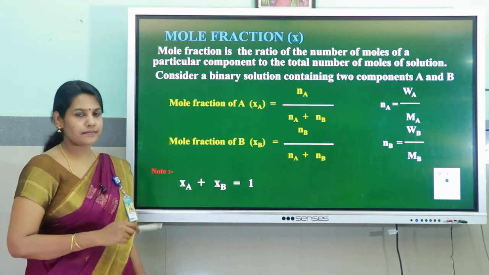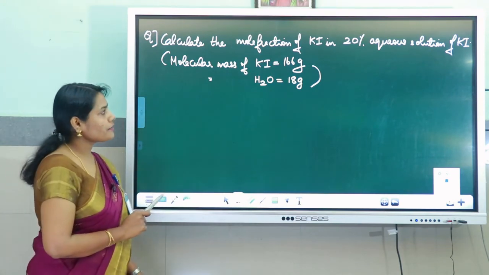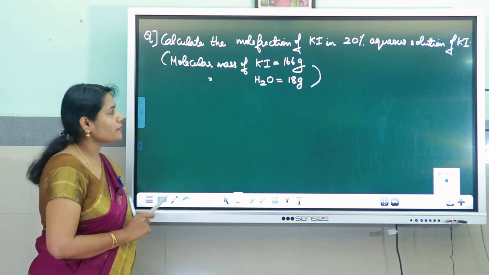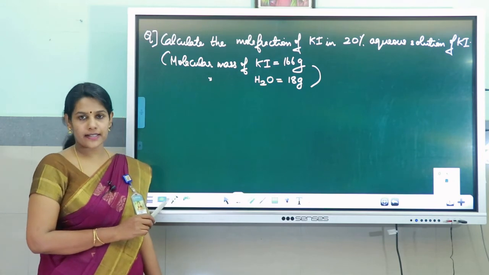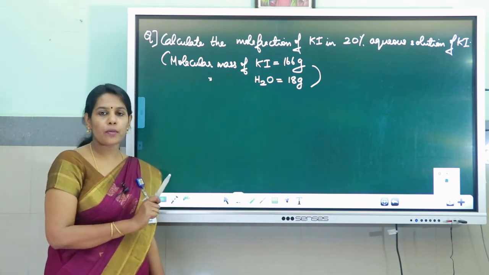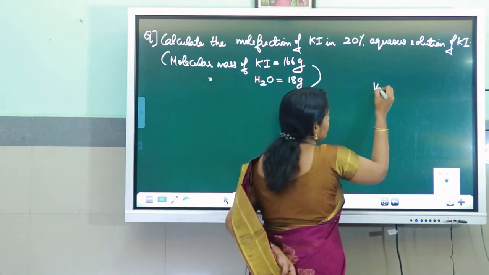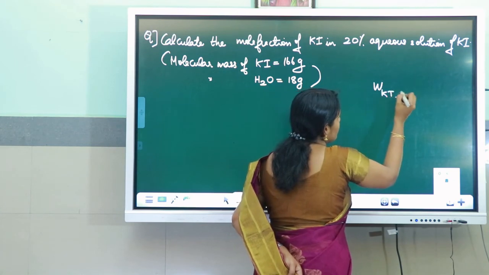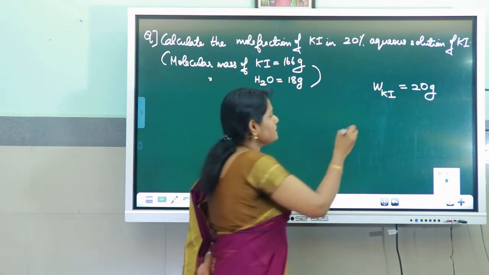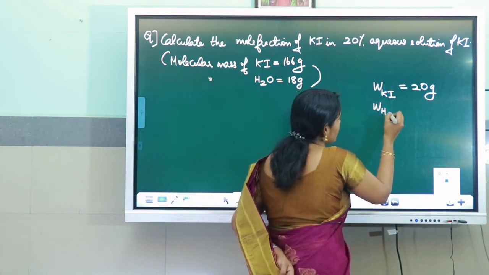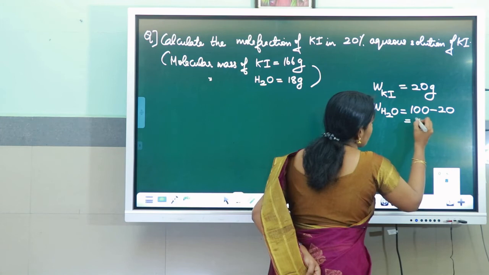Now let us do one question. The question is, calculate the mole fraction of KI in 20% aqueous solution of KI. Molecular mass of KI is 166 gram and that of water is 18 gram. This is a binary solution. We have two components, KI and water. So the mass of KI is equal to 20 gram. Since it is 20% KI, it is 20 gram, and mass of water is equal to 100 minus 20, that is equal to 80 gram.